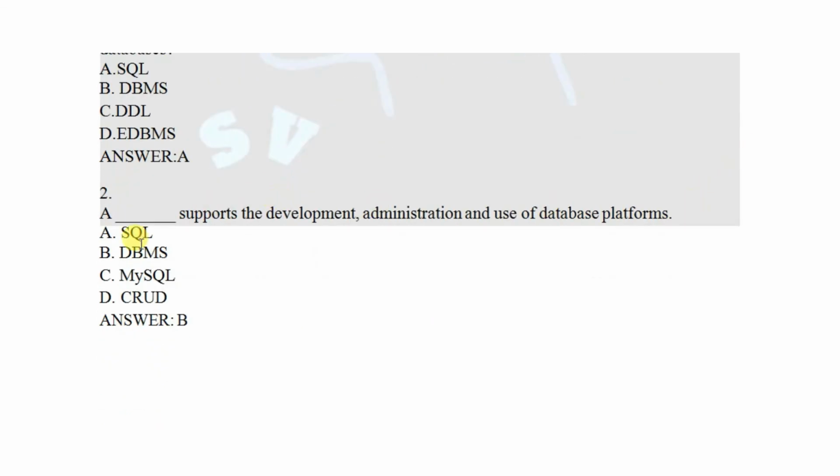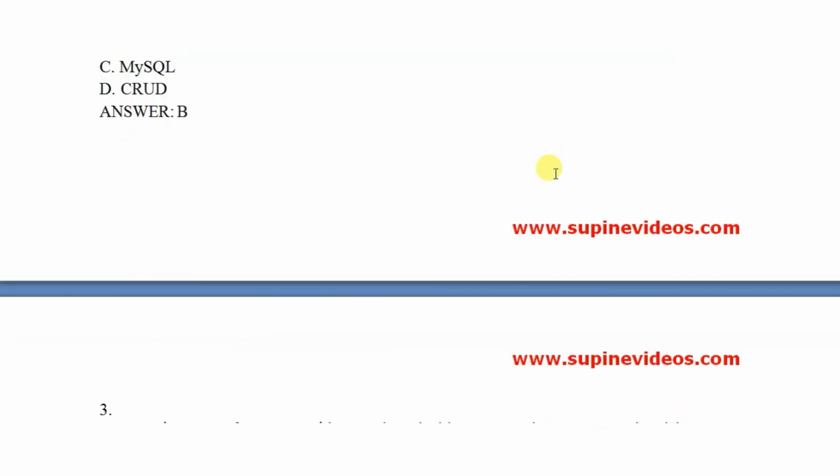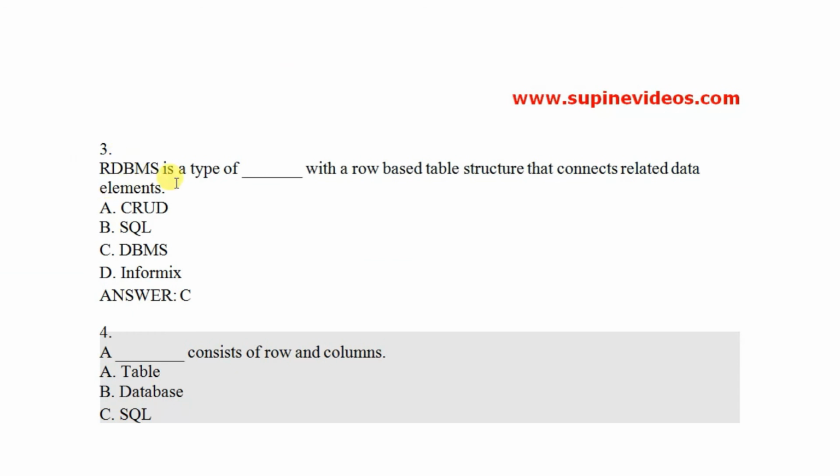Question number 2. Dash supports the development, administration and use of database platforms. Your answer is option B. DBMS. So, a DBMS supports the development, administration and use of database platforms. Question number 3. RDBMS is a type of dash with a row-based table structure that connects related data elements. Your answer is option C. DBMS. So, RDBMS is a type of DBMS with a row-based table structure that connects related data elements.